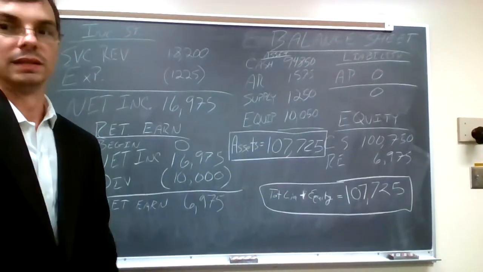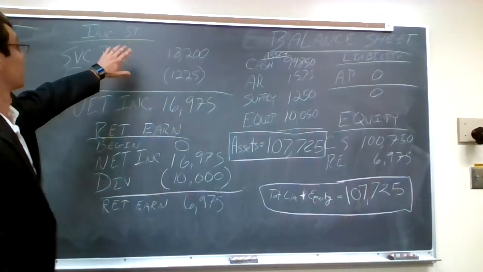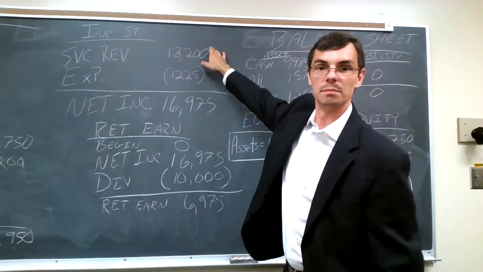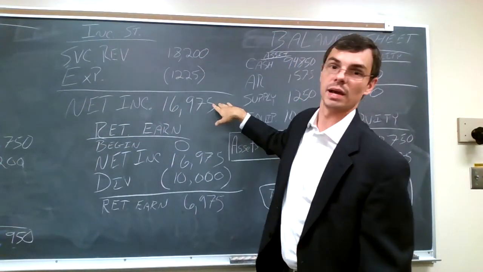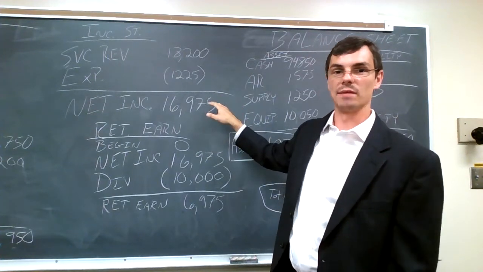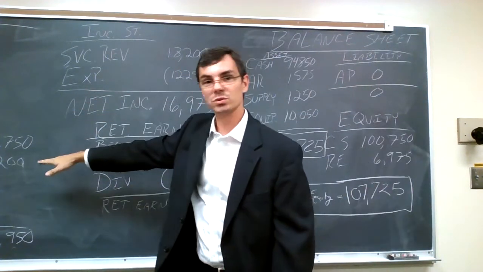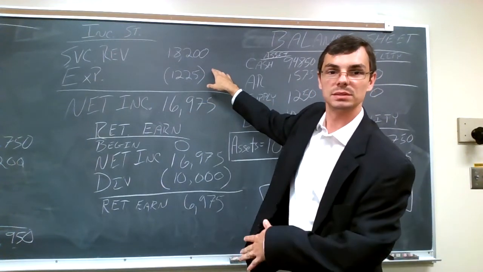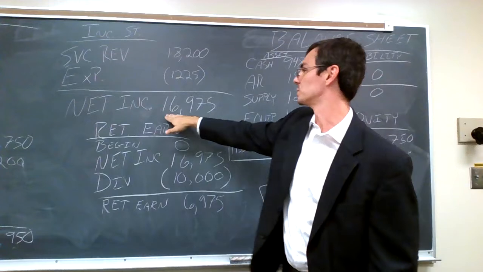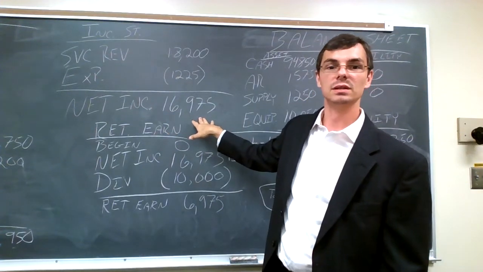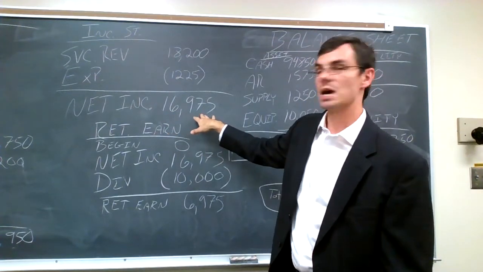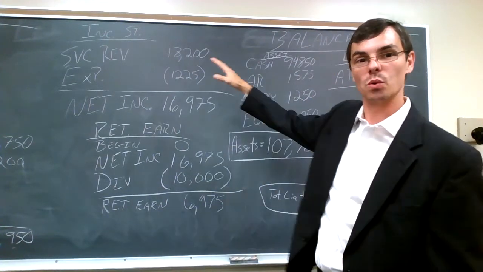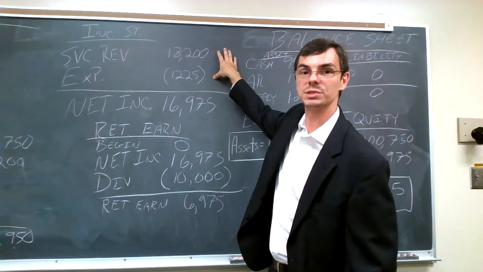All right. The first statement you prepare is an income statement. For an income statement, we take our service revenue minus our expenses, get our net income. Simple. Everyone can do that. Take the service revenue total from the trial balance, minus your expenses from the trial balance, and that gets you your net income, $16,975. You need to do this one first to get this number because it goes into the next statement. These statements flow into each other, so there is an order you're going to want to do them in, starting with the income statement.